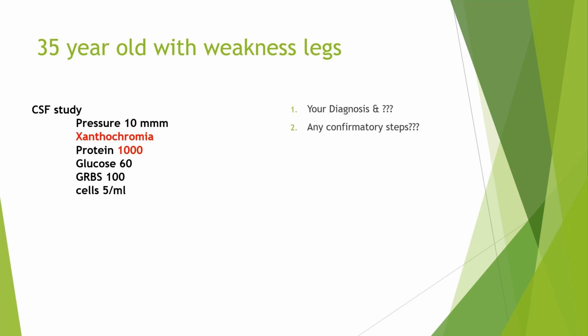A 35-year-old female presents with weakness of the legs. CSF study shows pressure 10, normal pressure being 60 to 150, very low. Xanthochromia is seen, protein is 1 gram, glucose is normal, cells are only 5. What is your diagnosis? Whenever the pressure is low, we have to think possibly there is marked dehydration, hypotension, or there is something pressing on the spinal cord blocking the flow of the CSF, producing pressure below the block.